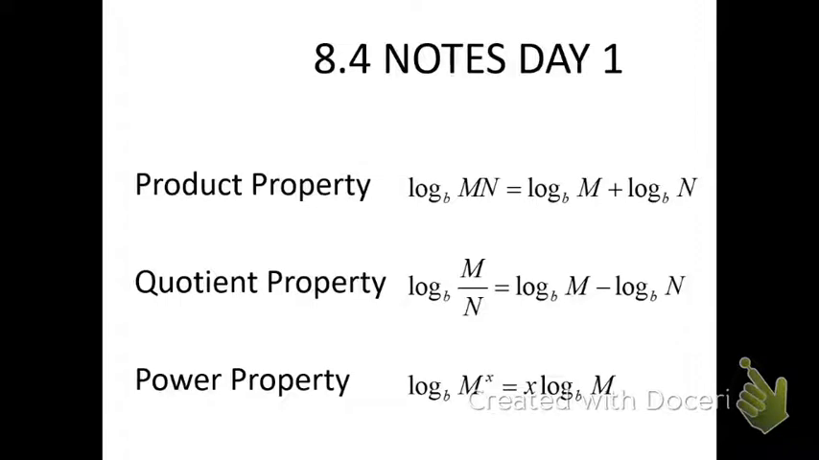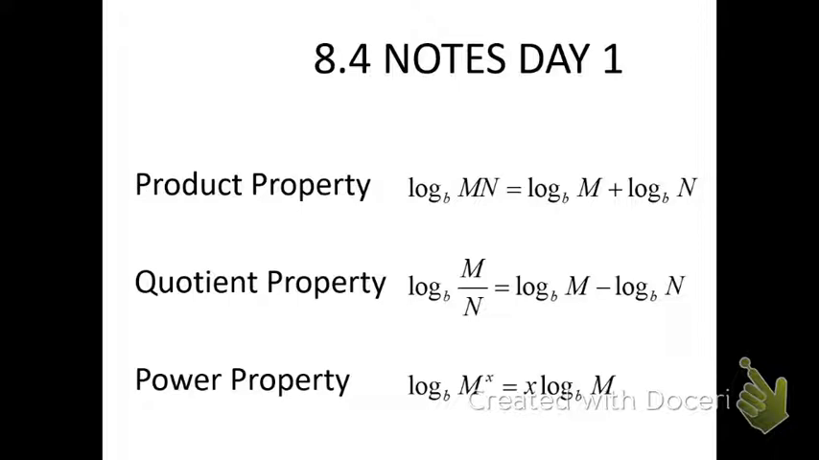All right, so we're starting 8.4 today. We're going to be talking about a lot of expanding and condensing. We'll be using these three properties: the product property, the quotient property, the power property. If you're trying to copy these down, don't worry. They're going to be on every single slide that I do today.